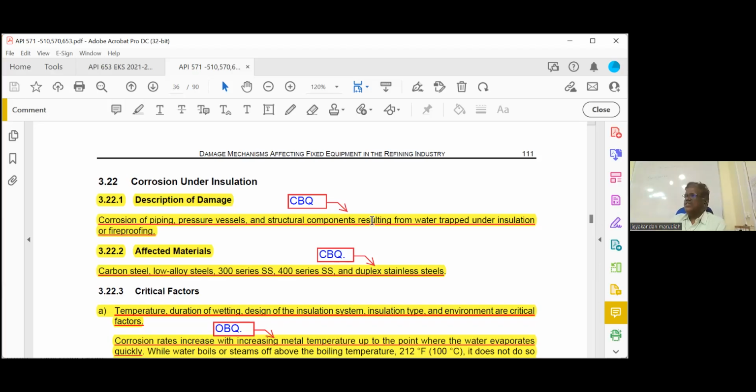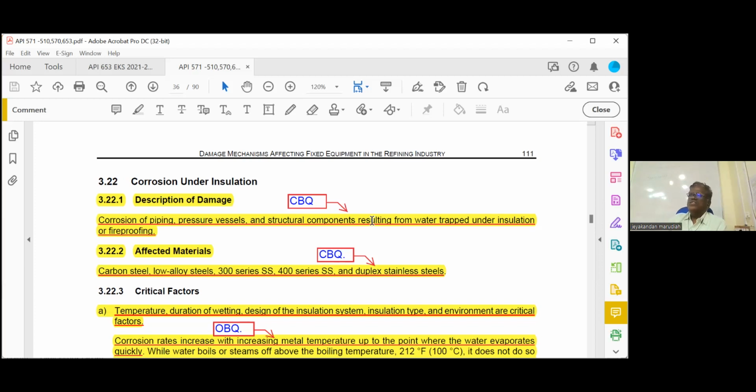Almost most of the exams, any API exam, will have this question: temperature range for the CUI. Is it clear? Now, what is the definition of CUI? Corrosion under insulation caused by wet insulation. That is the reason. Okay. Then what are the critical factors? I told you material. Temperature, I told you. The temperature is the critical factor.